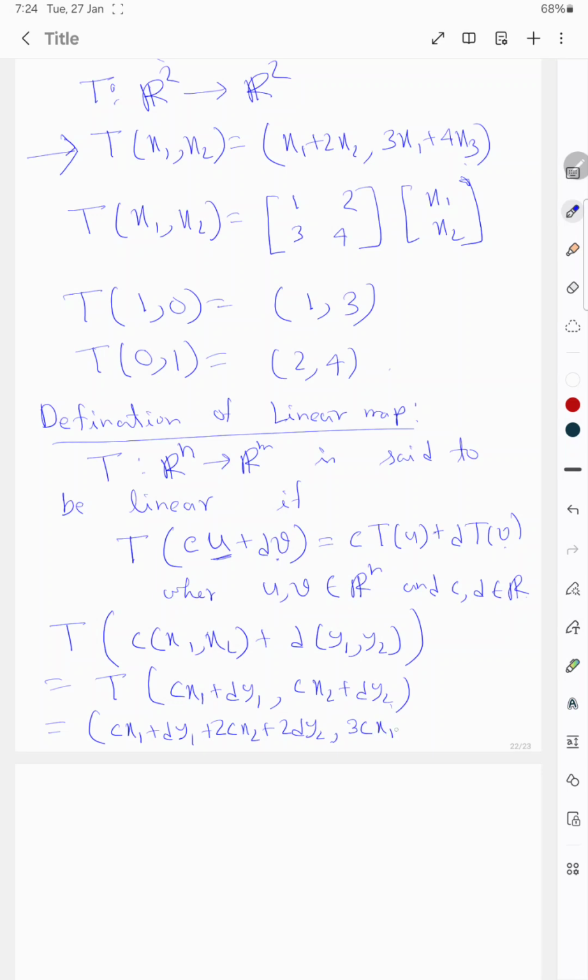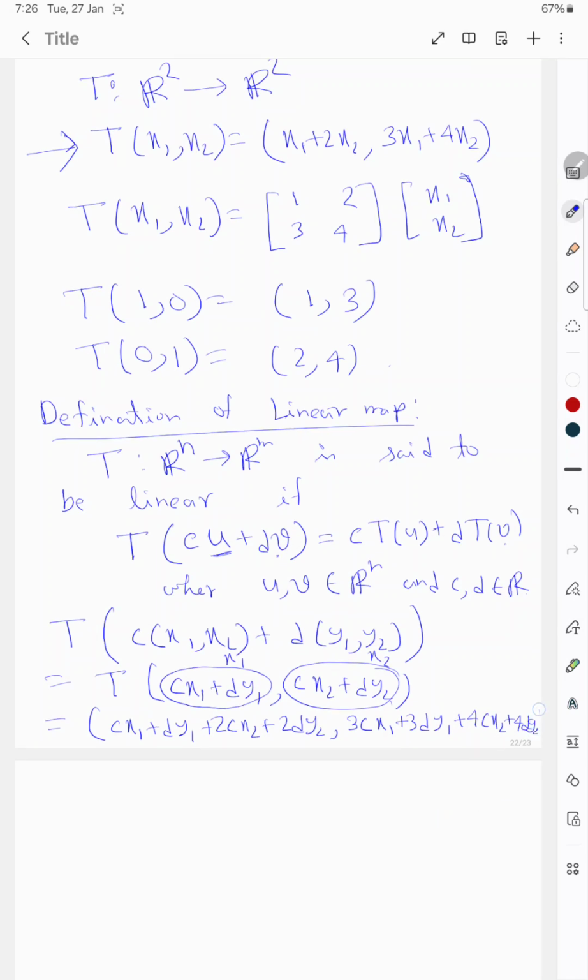So x1 plus 2x2 gives cx1 plus dy1 plus 2cx2 plus 2dy2, then 3cx1 plus 3dy1 plus 4cx2 plus 4dy2. Basically you can think that cx1 plus dy1 is your new x1 and cx2 plus dy2 is your new x2, then you just apply your previous formula: x1 plus 2 times x2, and 3x1 plus 4 times x2. Fine, so this is what you have written.